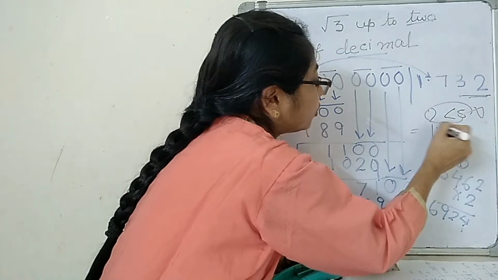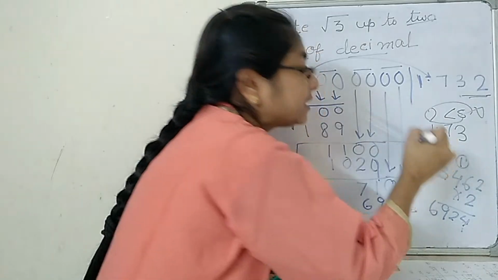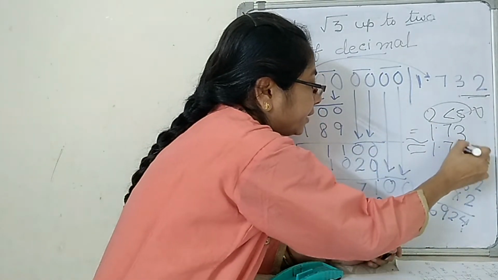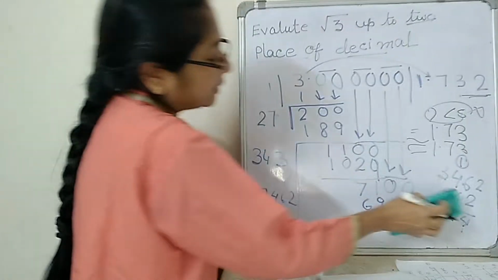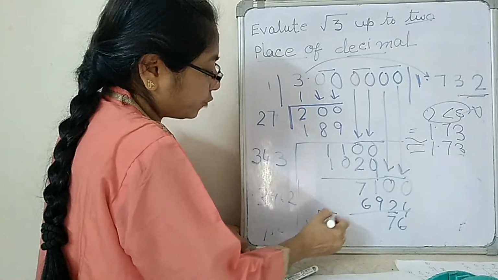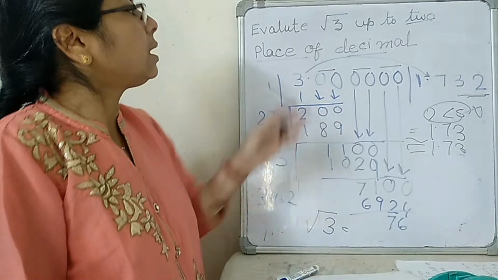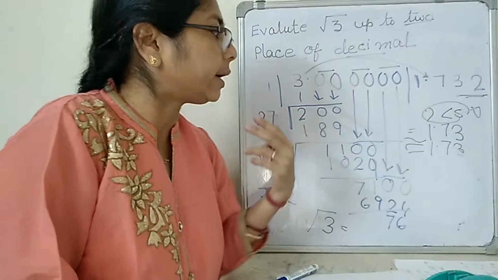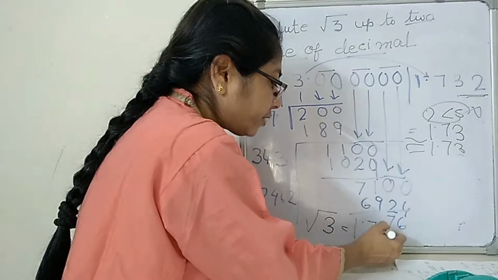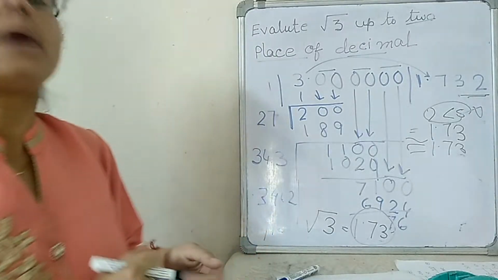What do we write? 1.73 approx. It is not a perfect number. It is approx 1.73. So what is our result? If you evaluate root 3 and want the result to 2 decimal digits, what's the number? 1.73. It is your answer, but not the perfect answer.